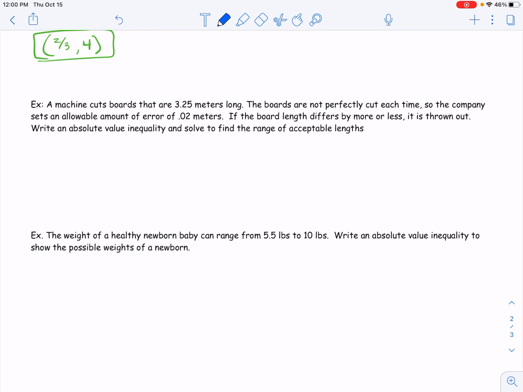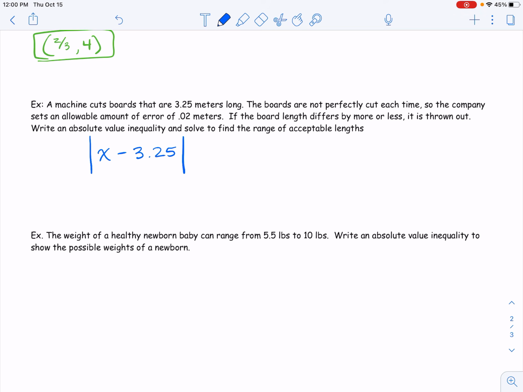So what we need to think about is 3.25 meters long is our goal, right? That's what you can call the midpoint. The variance, that amount of error that we're allowing, is 0.02 meters longer or 0.02 meters shorter. So that's your variance. That's your wiggle room, okay? We need to set up our inequalities such that we have the actual length of the board, what that variable is standing for, minus our midpoint. In this case, it is the exact length that we want.